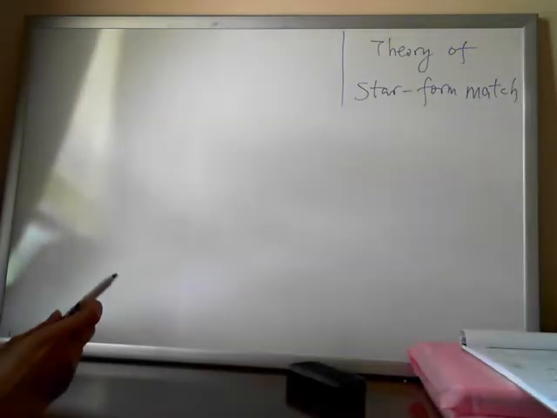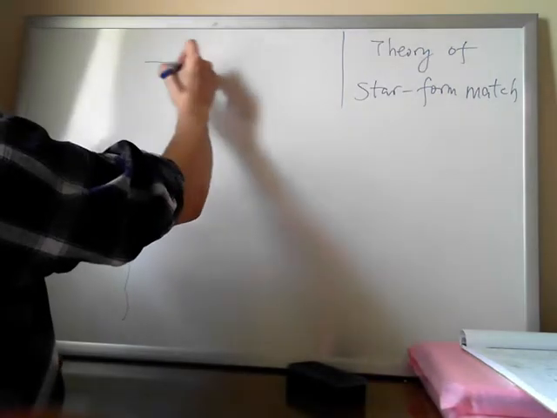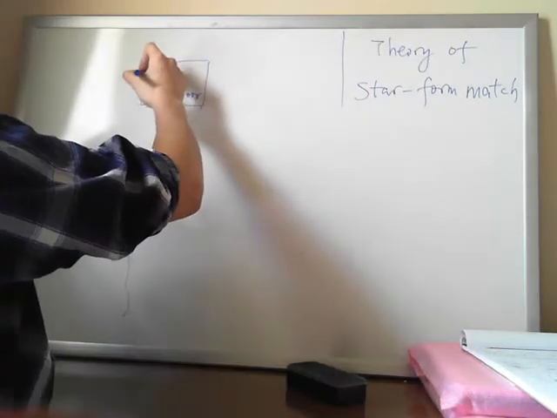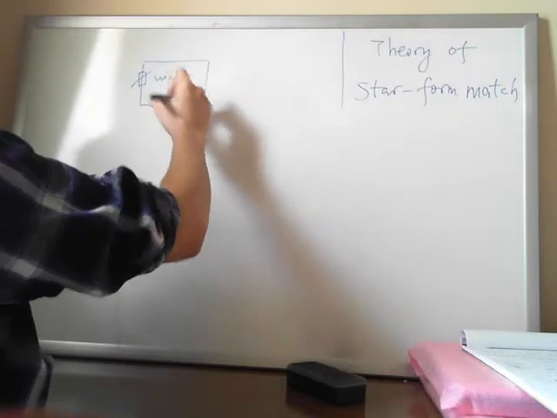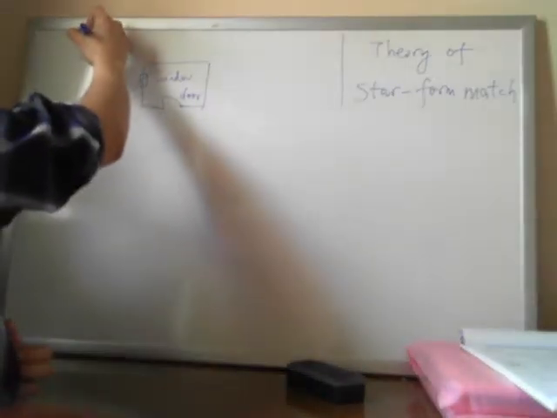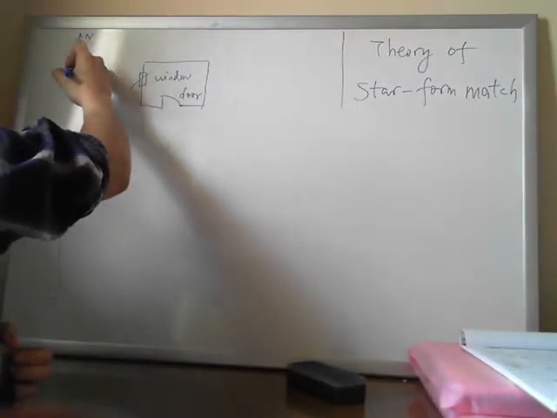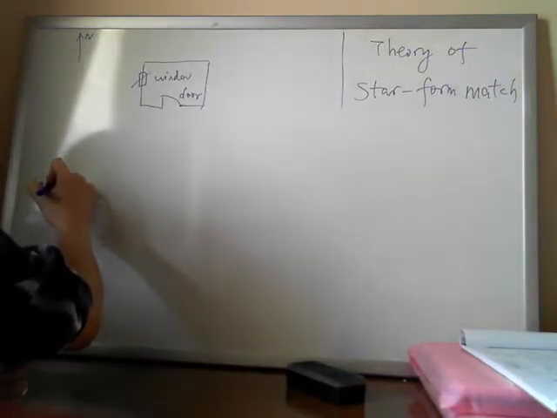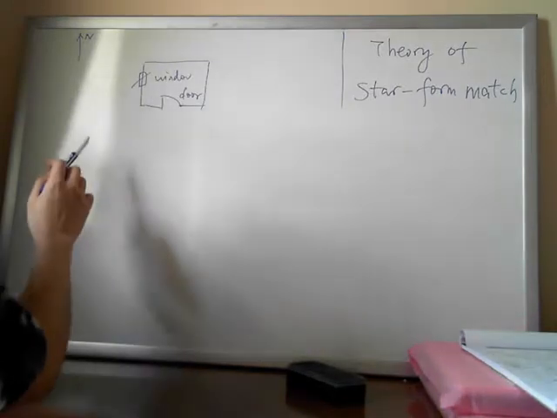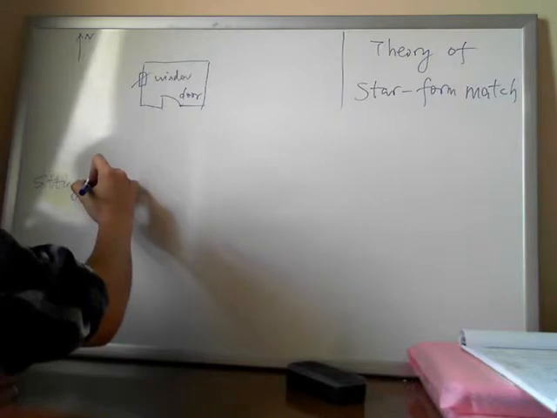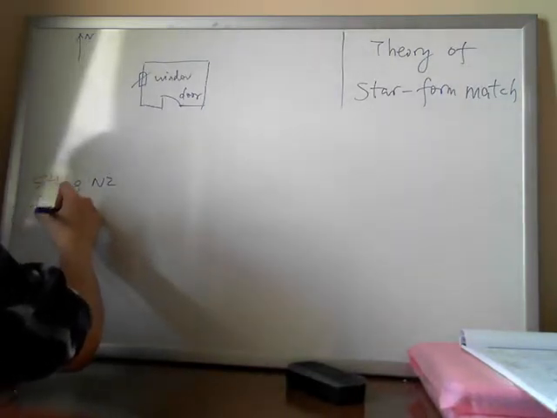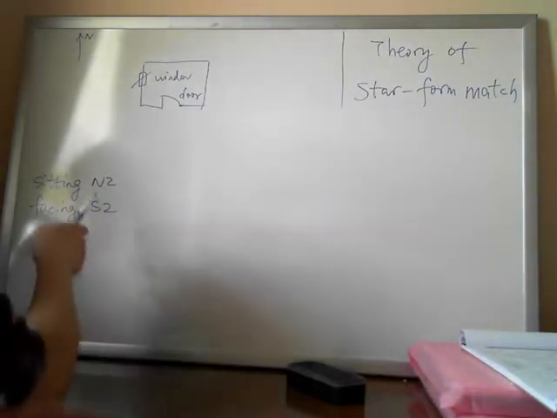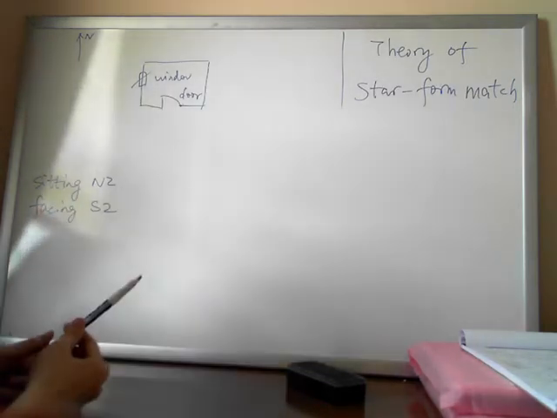Okay, so let's say you have a house. Let me draw it here. This is a door. There might be a window. There's a window. There's a door. This is north. And let's say the house is sitting north, facing south, right? So we'll say sitting N2, facing S2. Again, if you don't know what N2, S2 mean, check the previous videos.